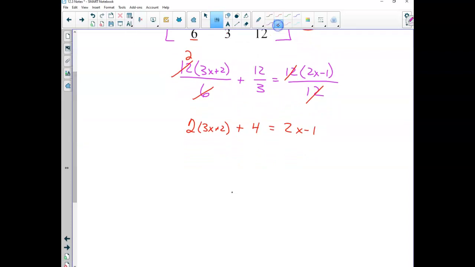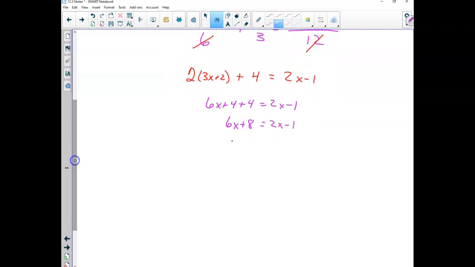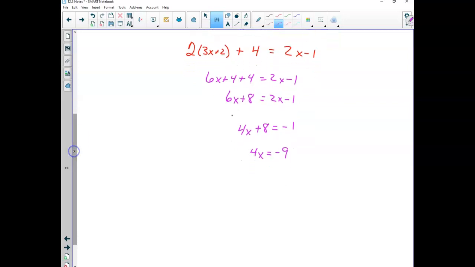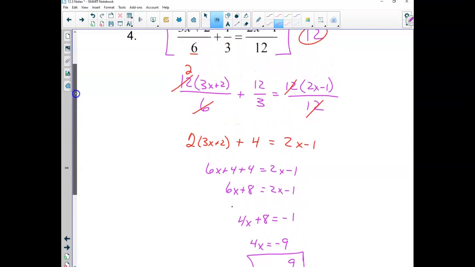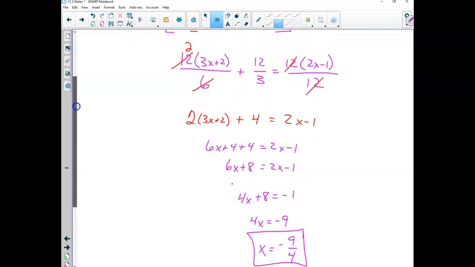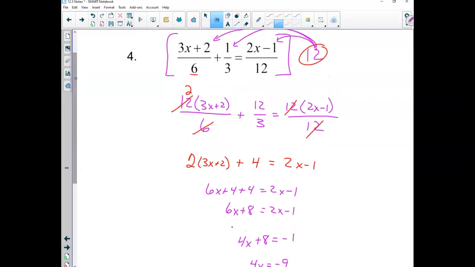Well, this is going to give me then 6x plus 4 plus 4 equals 2x minus 1, which is 6x plus 8 equals 2x minus 1. If I subtract my 2x over, I have 4x plus 8 equals negative 1. So I have 4x equals negative 9. And here's usually where people say, oh, I made a mistake because I'm getting a fraction for an answer. No, x equals negative 9 over 4. And I'm just straight up going to circle that answer because I didn't have any restrictions that I need to cross-reference for my answer. And that is the clearing fractions method, all right?